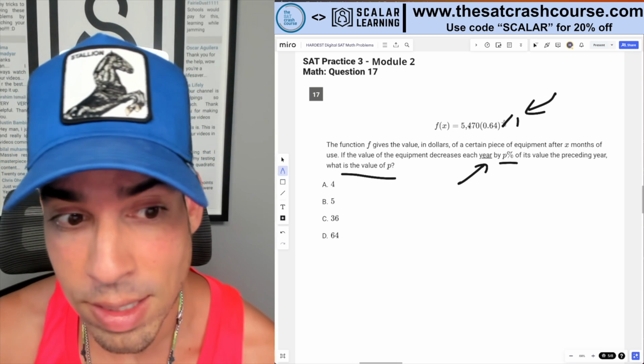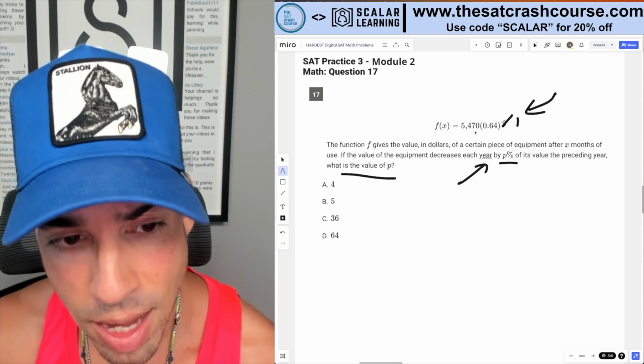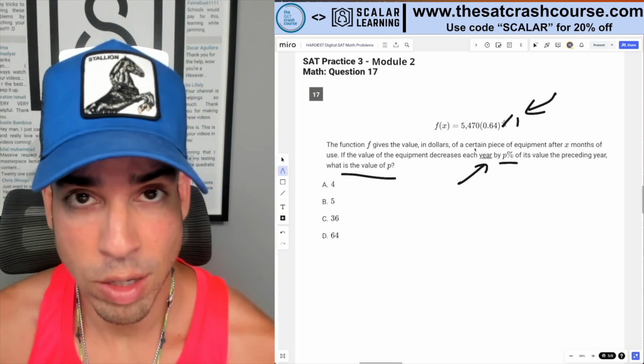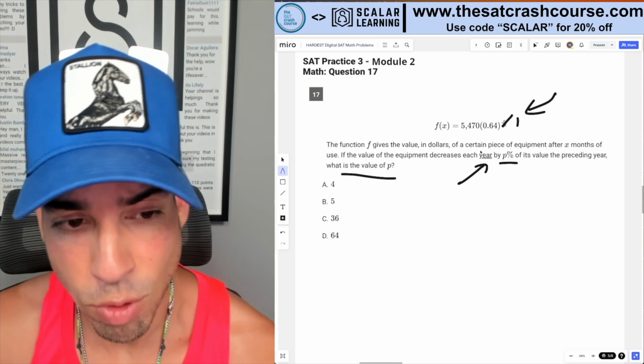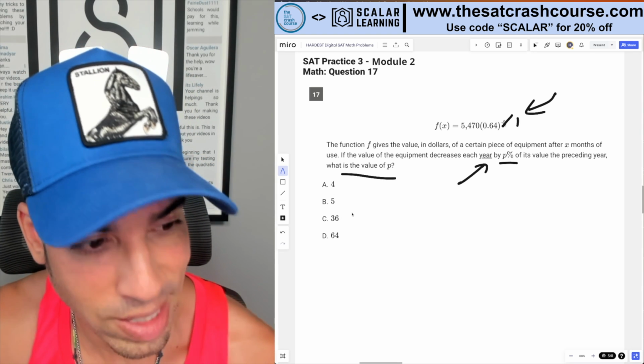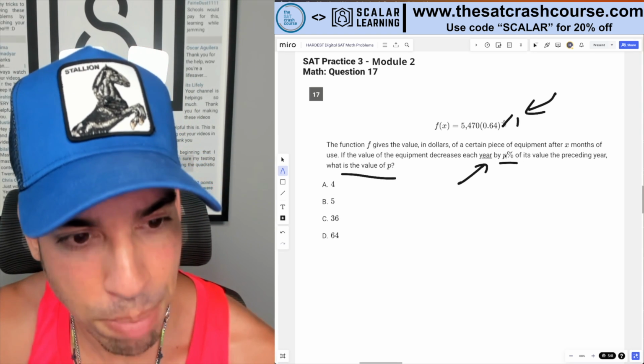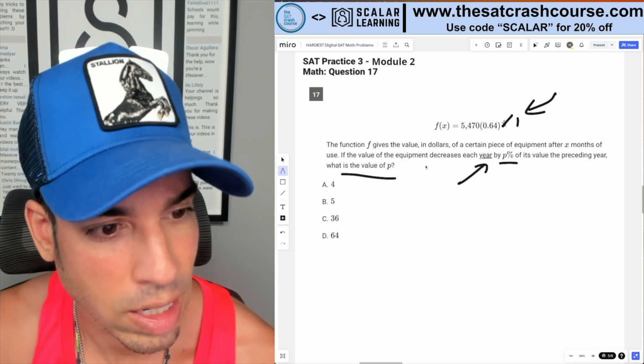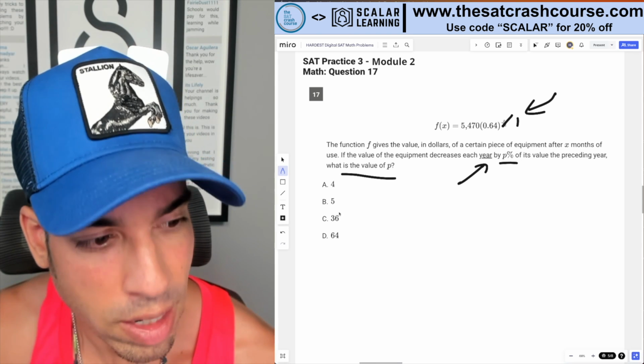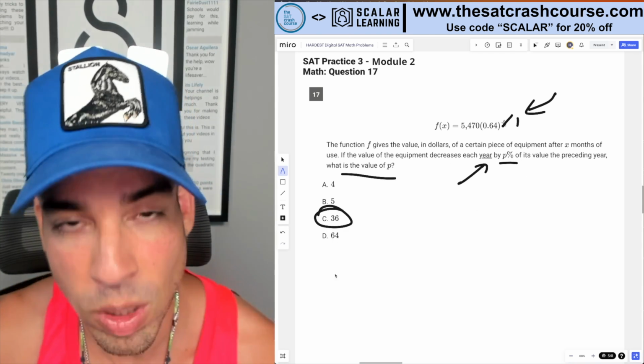If I'm going to be taking 64% of this value, how much am I losing? Well, if I'm starting at 100% and I've got 64% left, I dropped 36%, meaning that P, the percentage that it decreased each year, is 36%. C is the winner. Done.